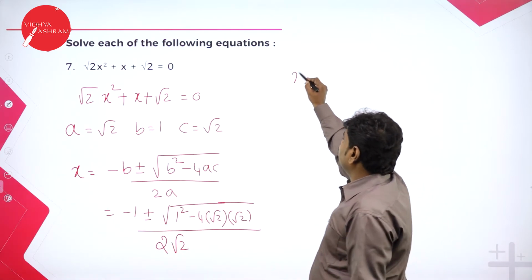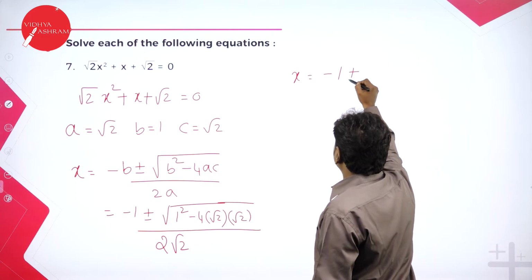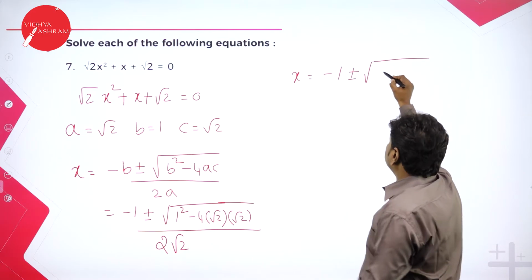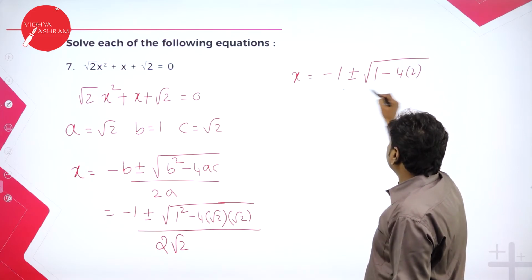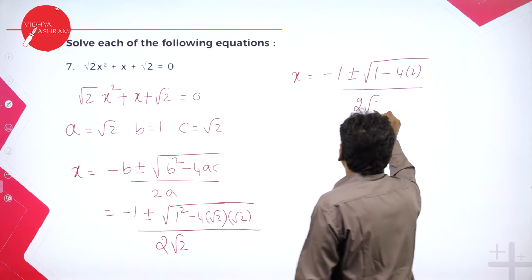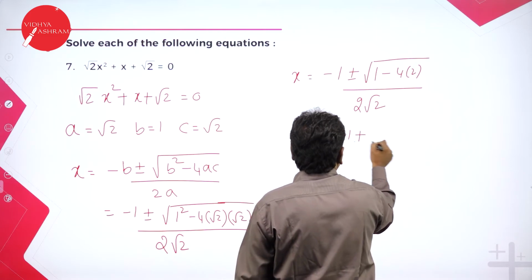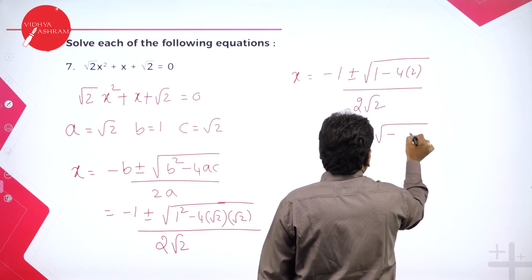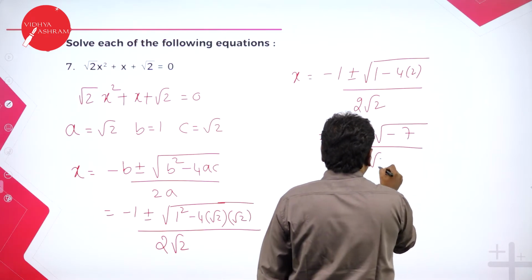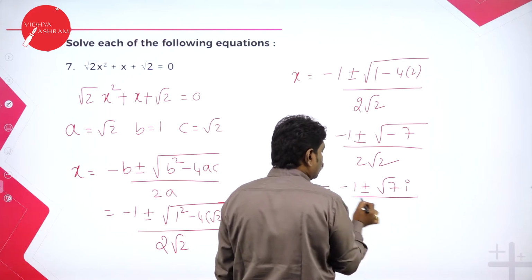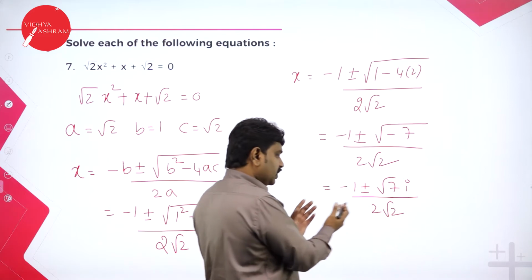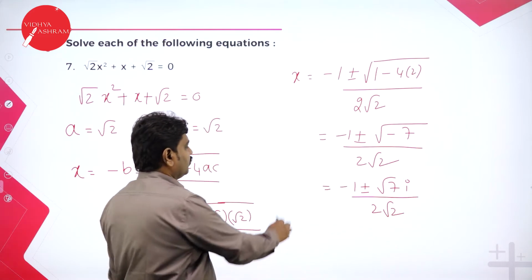So simplify this carefully. You'll get x value is equal to minus 1 plus or minus root of, minus 1 the whole square is 1, minus 4 into root 2 whole square, that is 2, divided by 2 root 2. Split this, so it will become minus 1 plus or minus root of 1 minus 8, it will become minus 7, by 2 root 2. Further you can write it as minus 1 plus or minus root 7i by 2 root 2. This is the final answer.